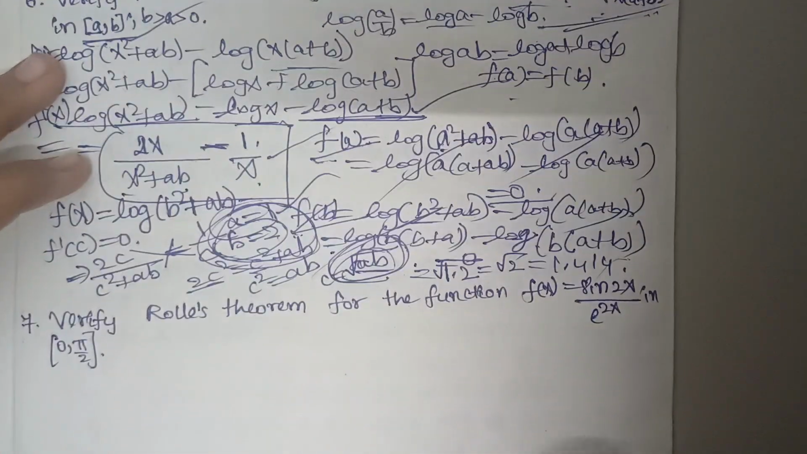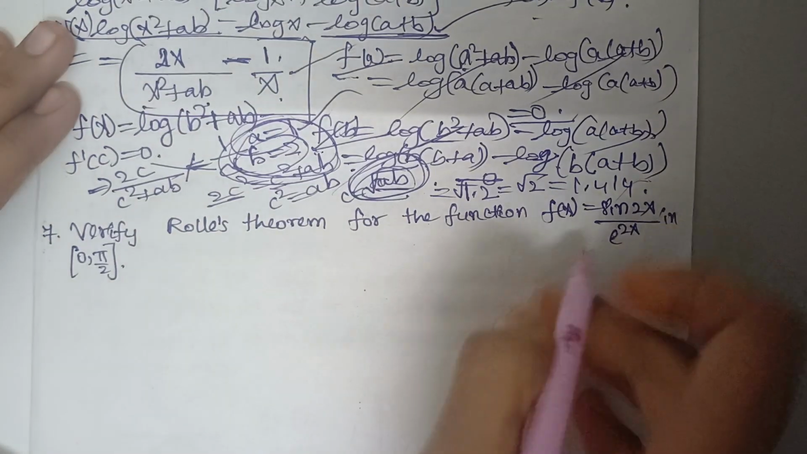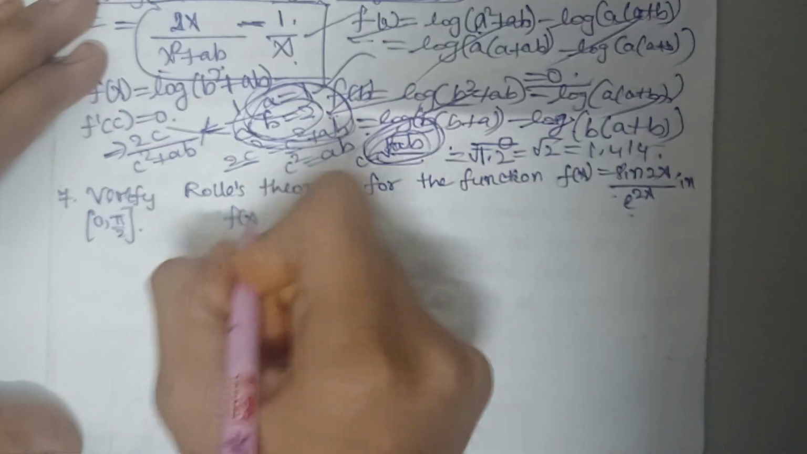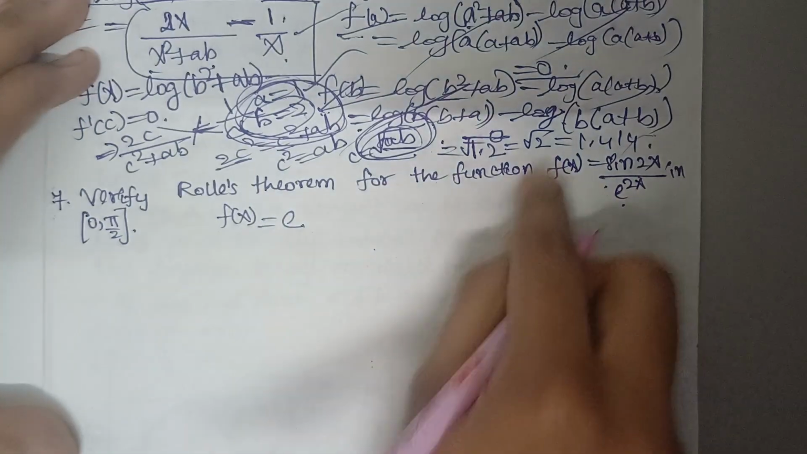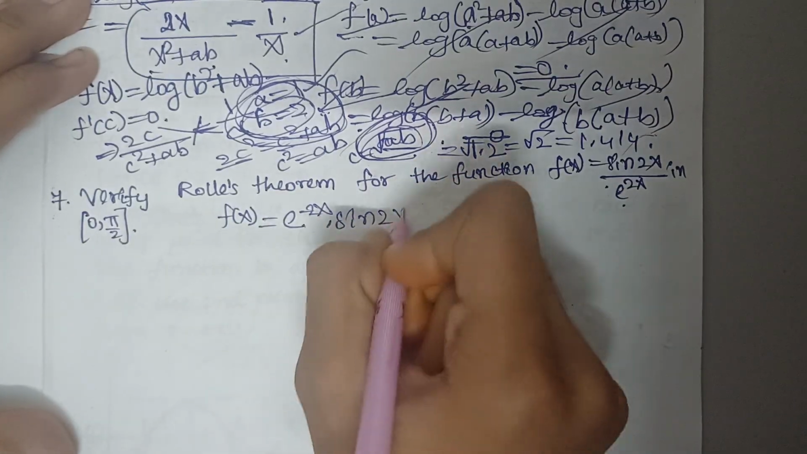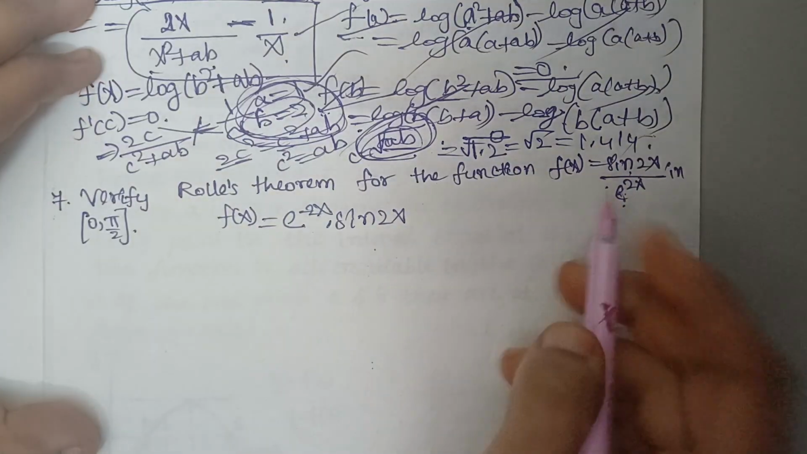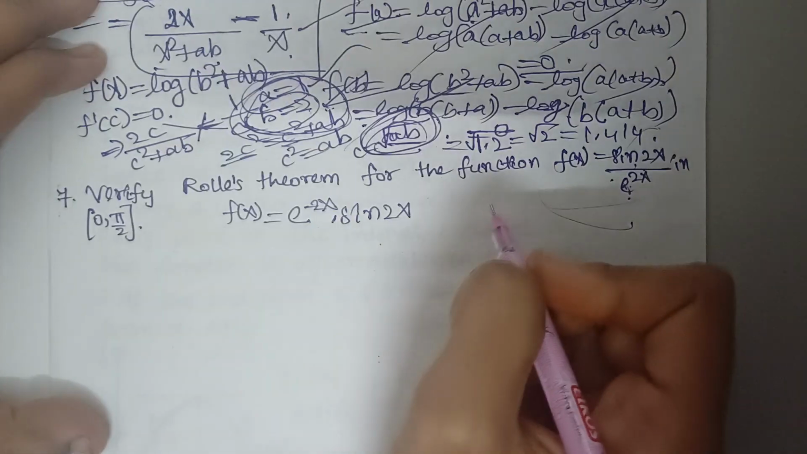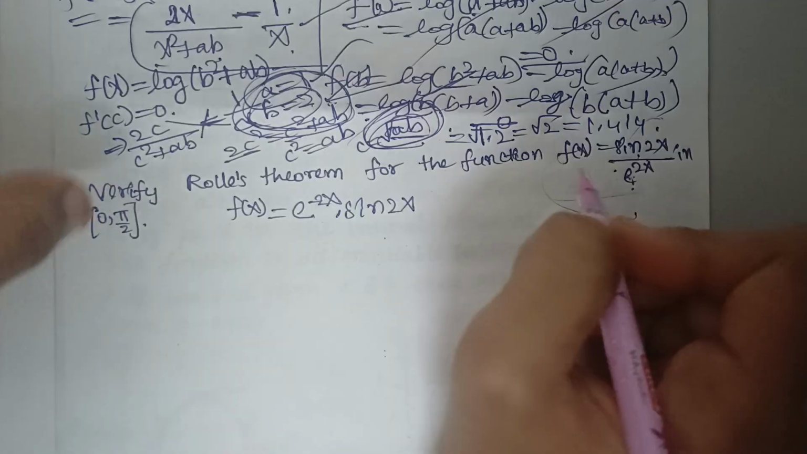And now coming to the another question, that is f of x is equal to sine 2x by e power 2x. Given function is f of x is equal to, we can write this e power 2x as e power minus 2x into sine 2x. Since both were continuous functions, this entire function is continuous function, and now we are checking for the condition whether it is differentiable or not.